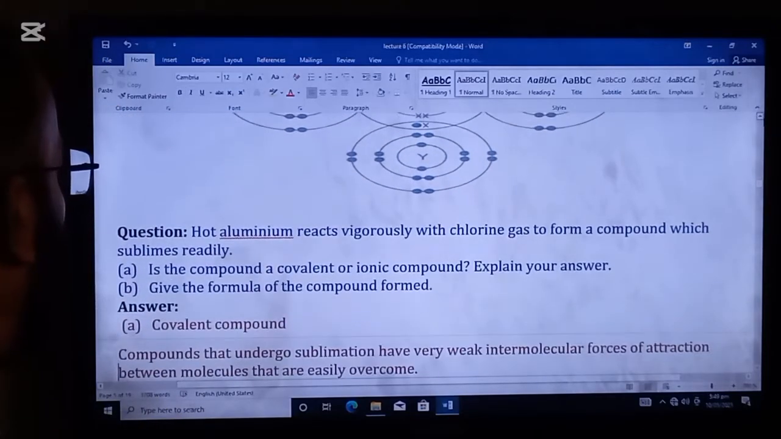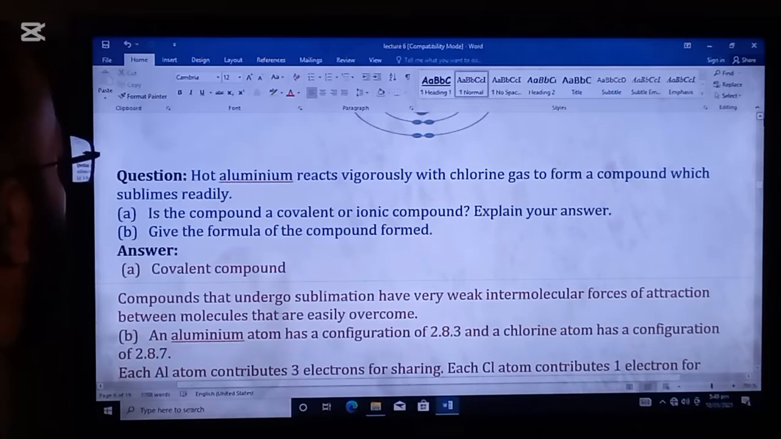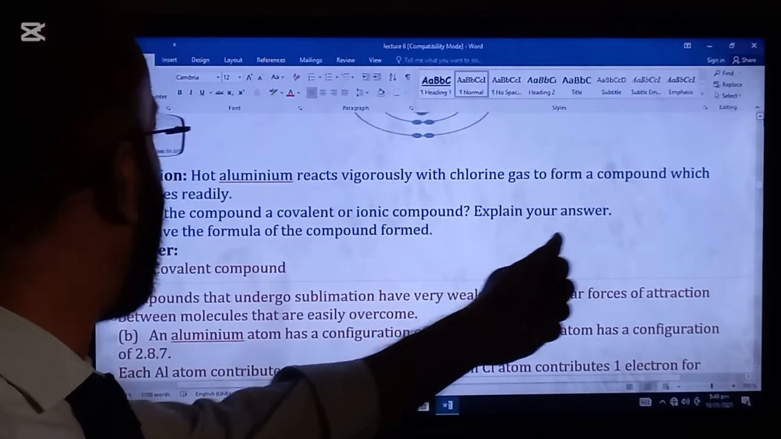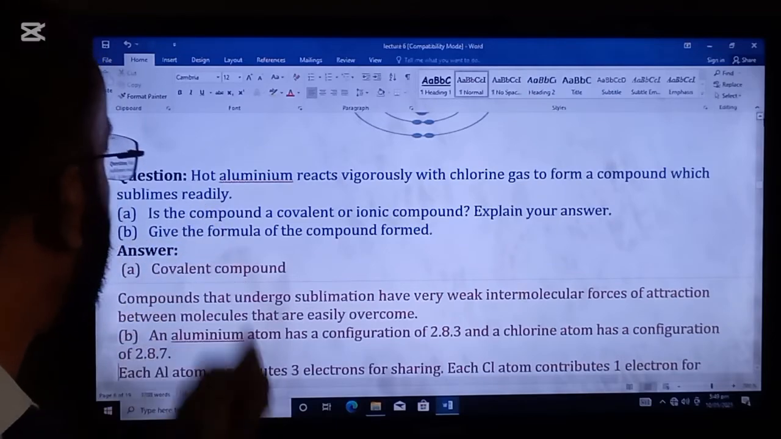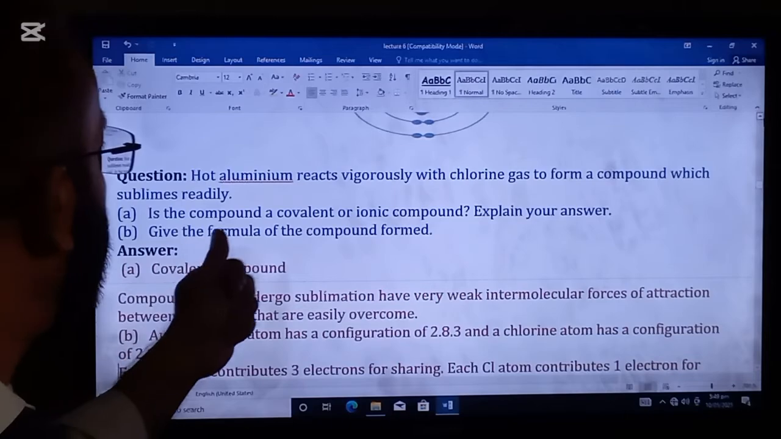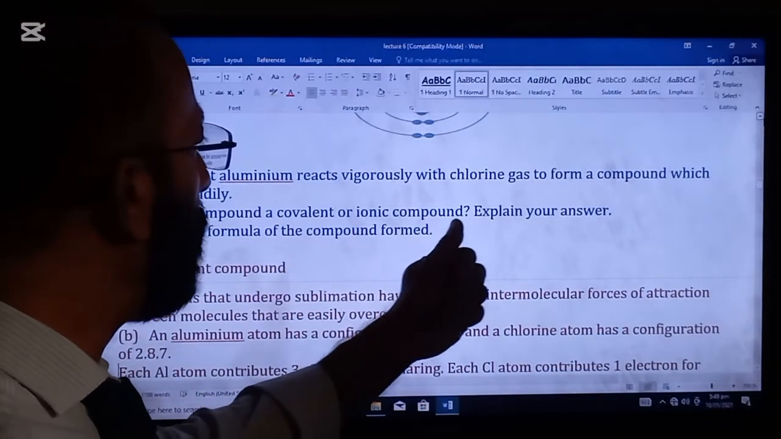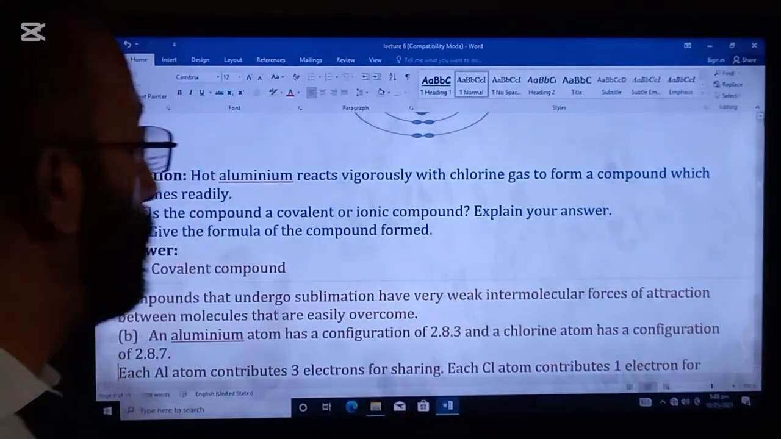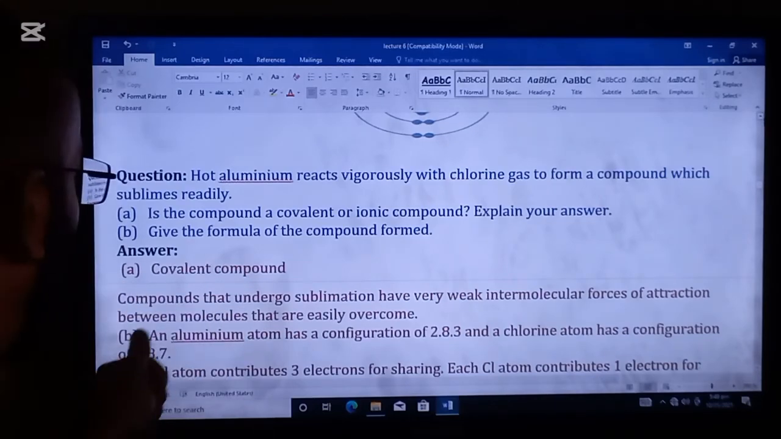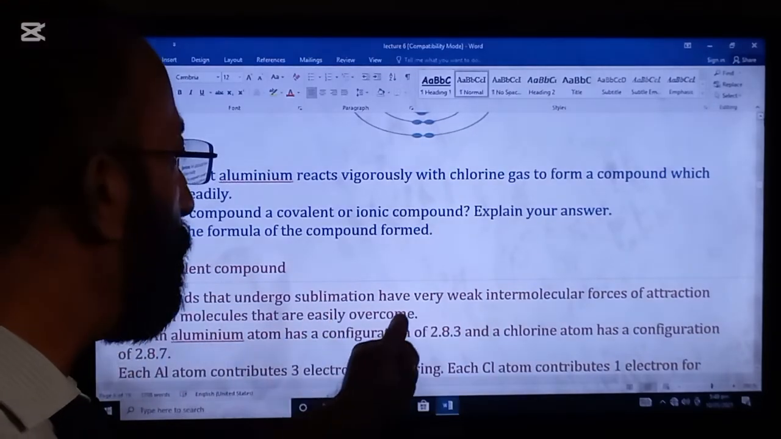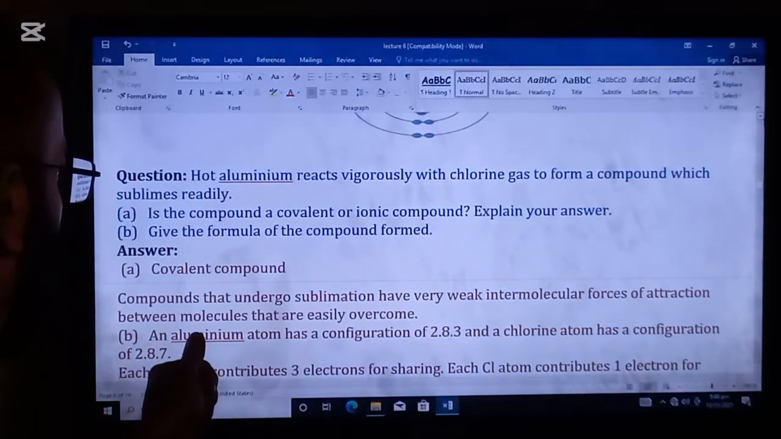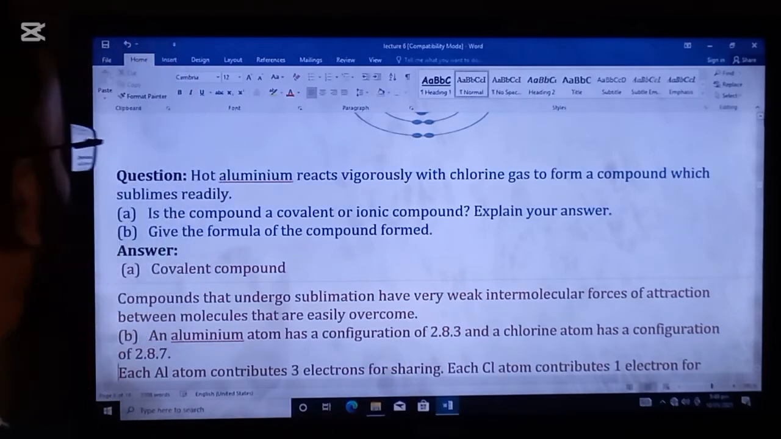And another question: hot aluminium reacts vigorously with chlorine gas to form a compound which sublimes readily. Part A: is the compound a covalent or ionic compound? Explain your answer. Answer is covalent compound. Compounds that undergo sublimation have very weak intermolecular forces of attraction between the molecules that are easily overcome.